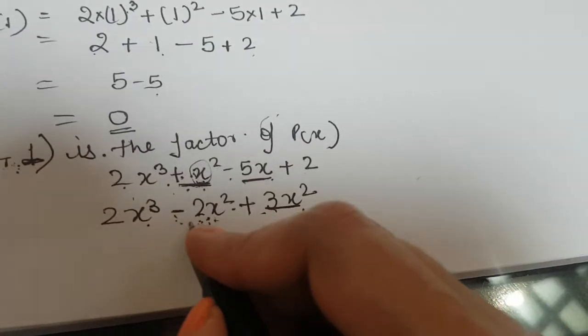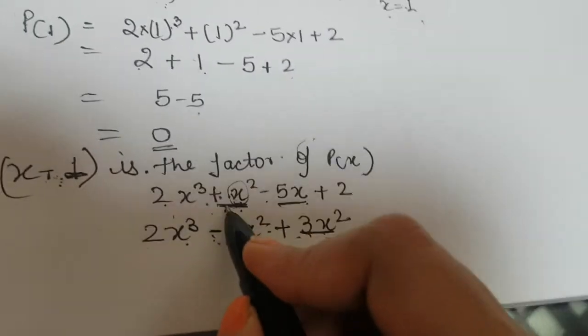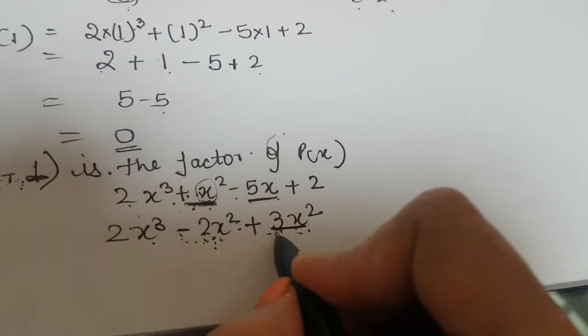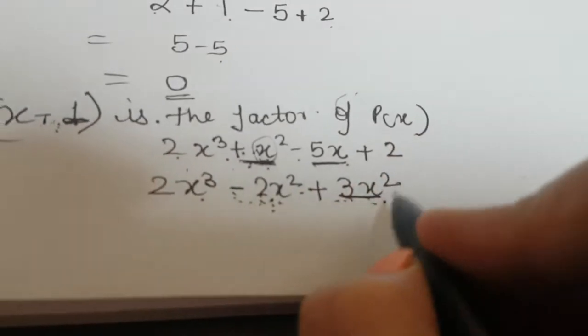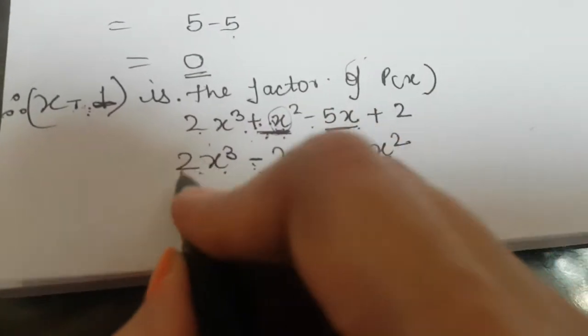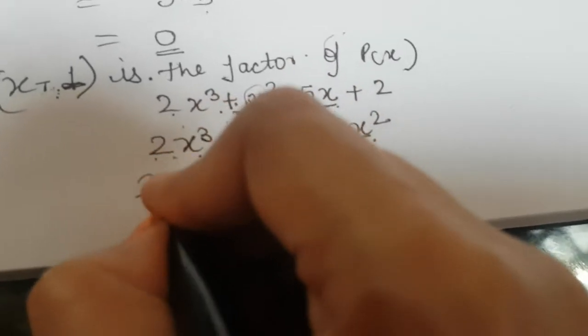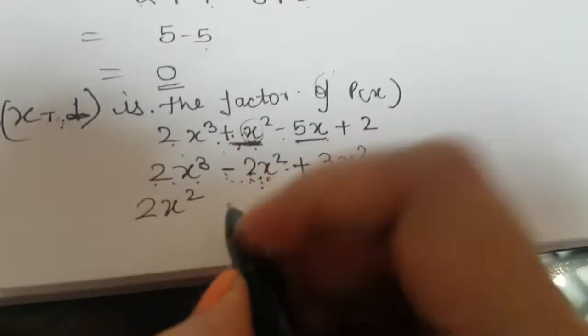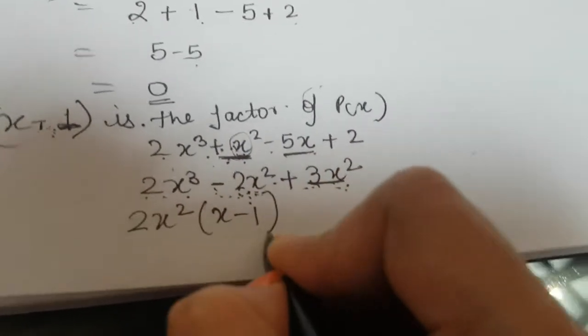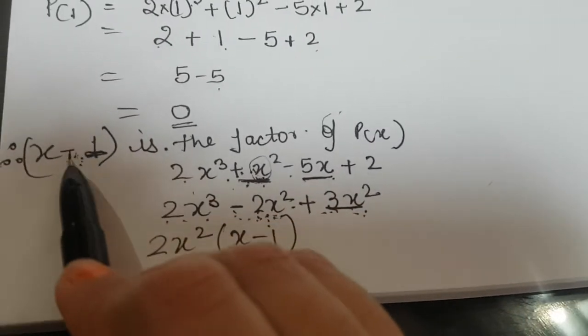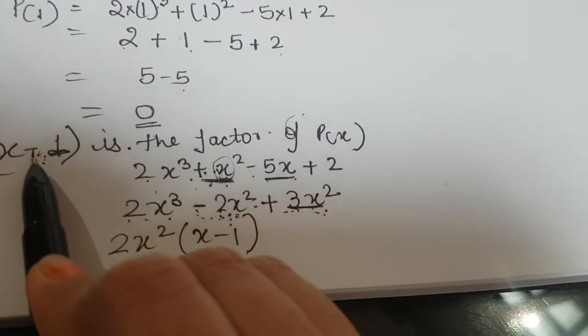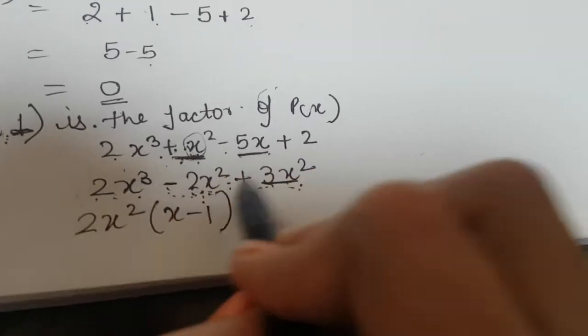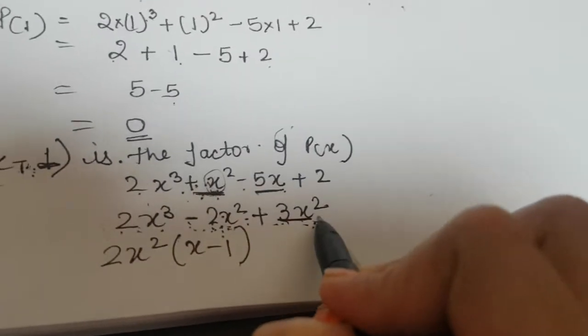Because +1 is there, so you take two numbers like this, so that +1 should come. So I have taken +3 - 2. But why have I taken -2 + 3? Because when I take 2x square common from these both terms, x minus 1 will be in the bracket, and x minus 1 is already a factor of p(x). That's why I have split this term like this.